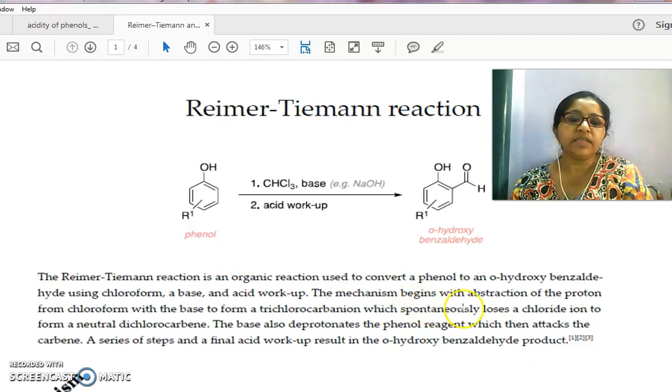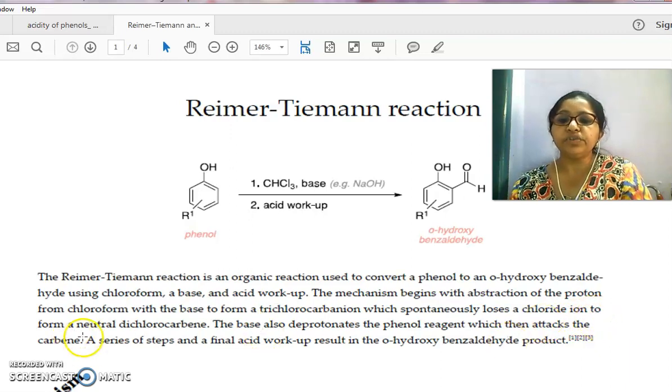The mechanism begins with the abstraction of a proton from chloroform. The base abstracts a proton from the chloroform to form trichlorocarbon anion, a negatively charged carbon species, which spontaneously loses a chloride ion to form a neutral dichlorocarbene. So we are getting a neutral dichlorocarbene. Any carbene is an electron deficit species. It's uncharged, but it does not have an octet. It has 6 electrons in the valence shell.